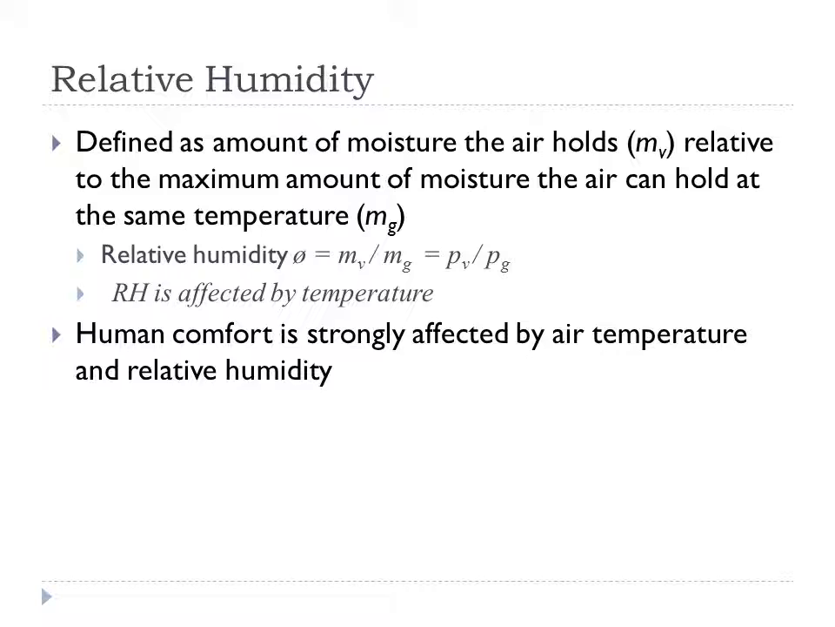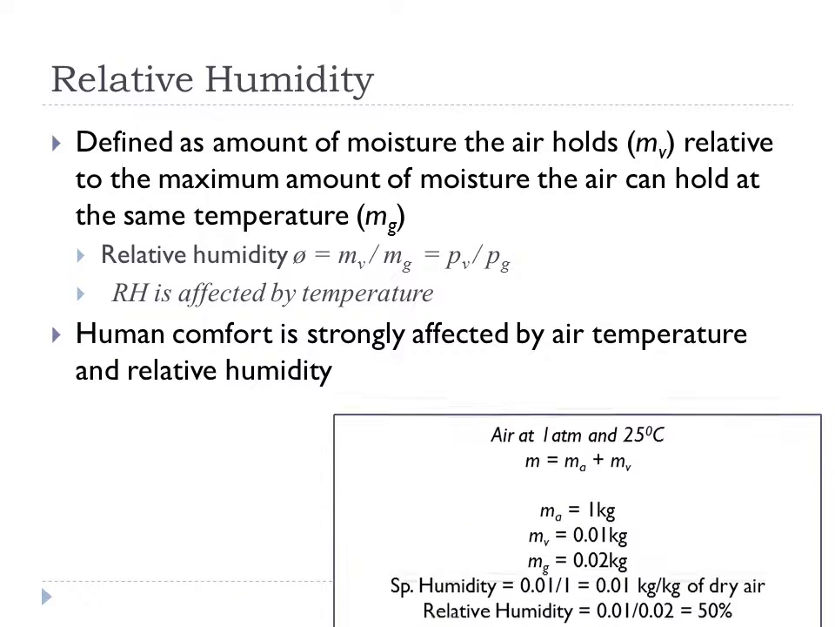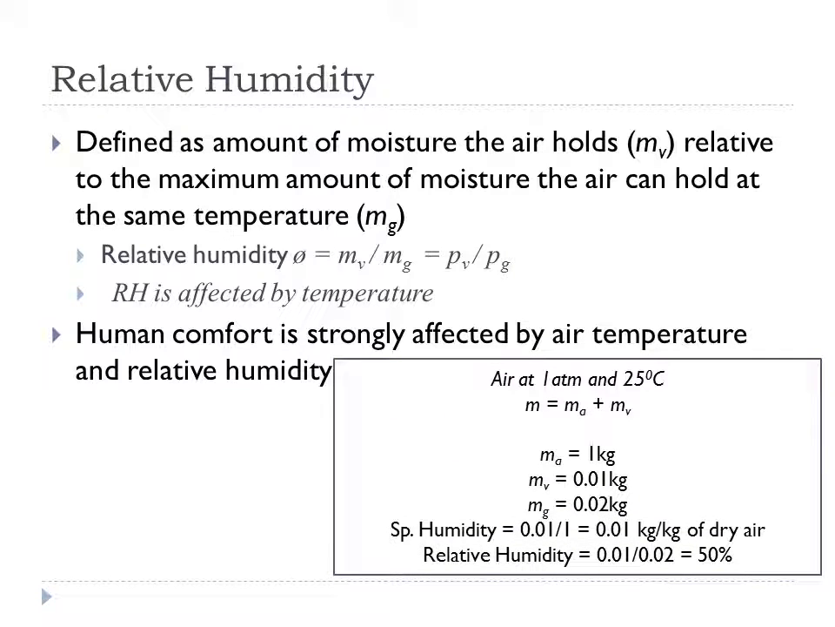Even more important for air conditioning is that human comfort is strongly affected by air temperature as well as relative humidity. Now let us take an example where there is a room where air is at 1 atmosphere and at 25 degree centigrade. This air would constitute two masses, one Ma, that is the mass of dry air, plus the mass of water vapor, that is Mv.